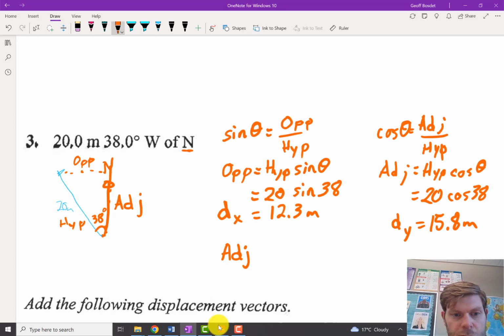And there you are. That's how you break vectors into components. Thanks for listening.